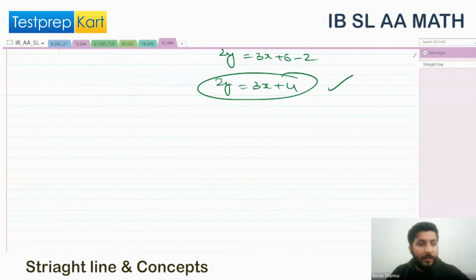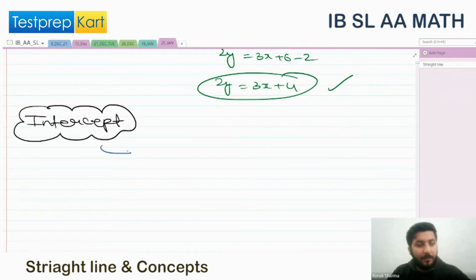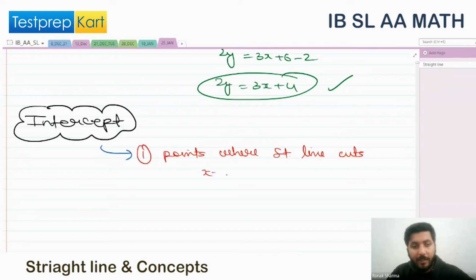Okay. Now let us understand the intercept. Intercept is nothing but, there are two definitions I'll give you. First definition, very simple: points where a line, or basically a straight line, cuts the x-axis and y-axis.